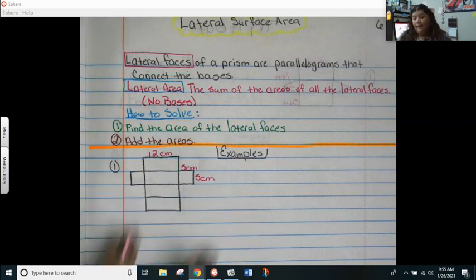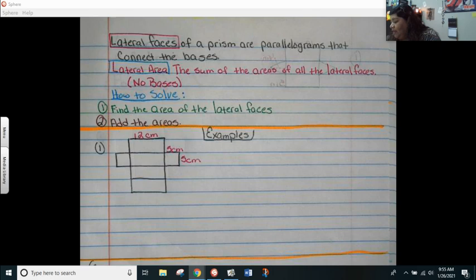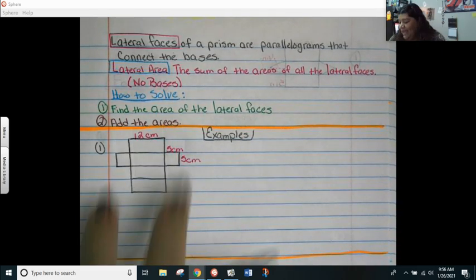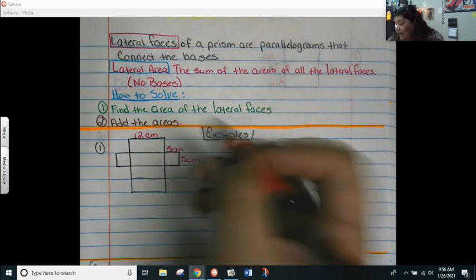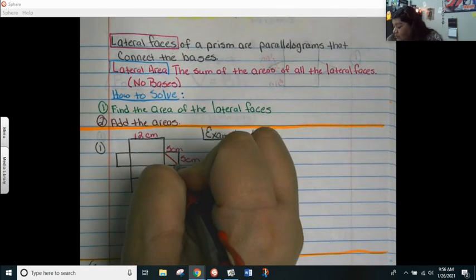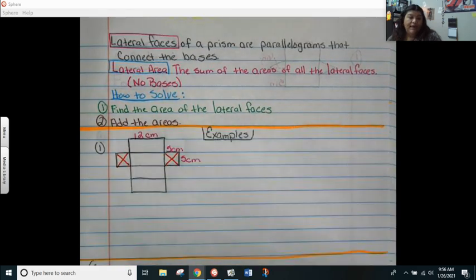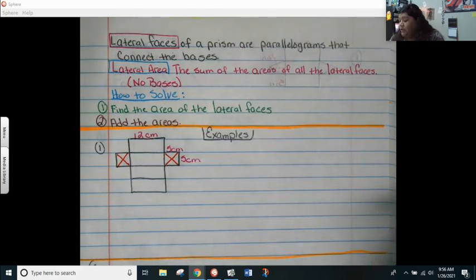So when they open it up to a net, so this is a net of a rectangular prism, your bases are always like the little wings, okay? They're the ones that hang out over here, okay? Those are the bases. So for the lateral area, I don't need those. So no bases. I'm Xing them out because I don't need them, okay? They just said lateral. So I still need to do the same things we did yesterday.